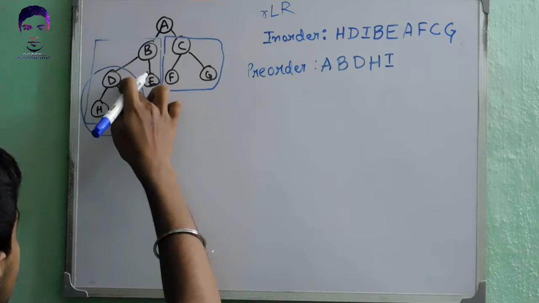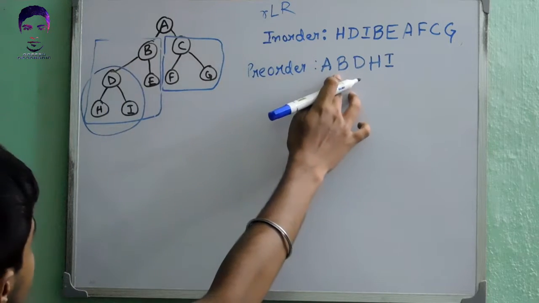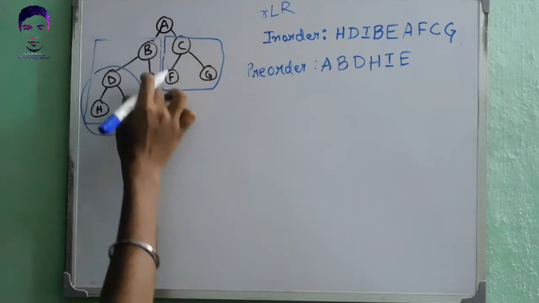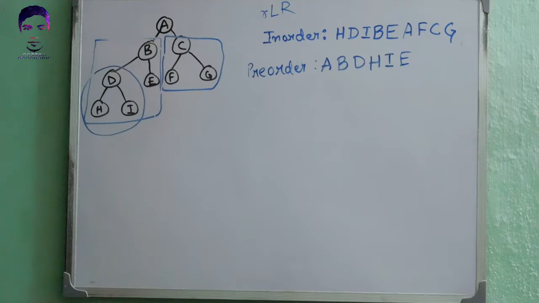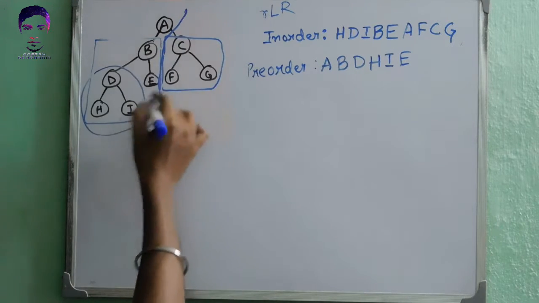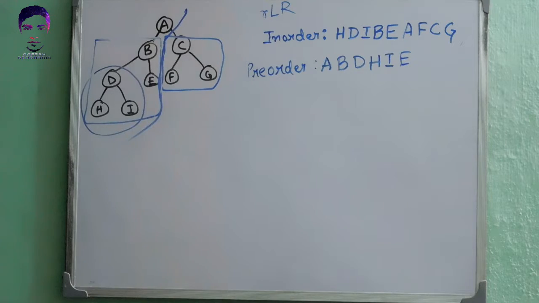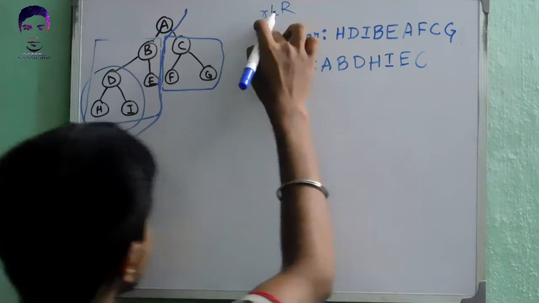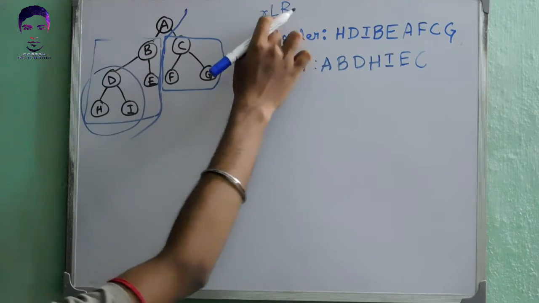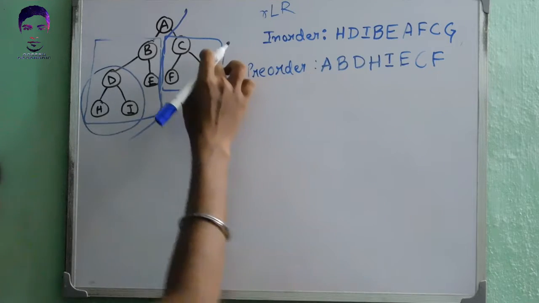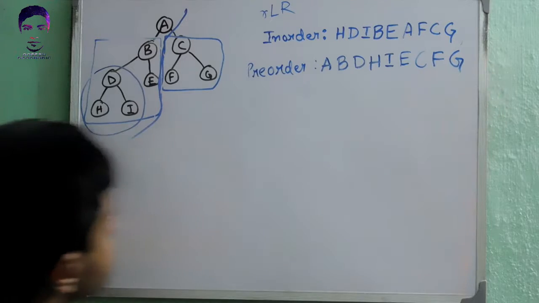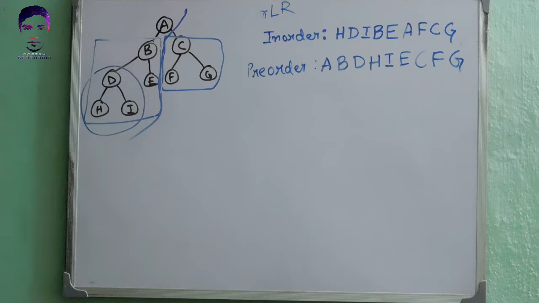So the left one is also completed. The root has been written earlier, that is B. So now we come across E, which is the right part of this subtree. So this part has been completed. Now the right part is left. For this right part we have C as the root, so C will come first. Then F as the left part, and finally G as the right part. So this was the preorder traversal.